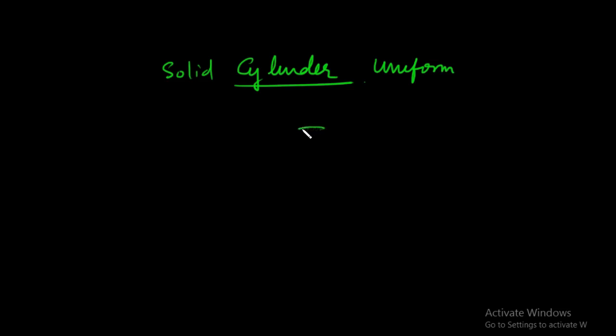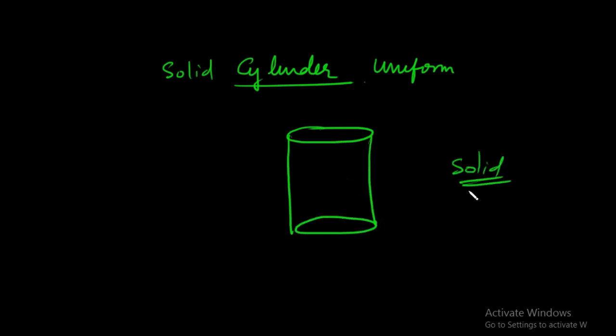Now I want to find out the moment of inertia of a cylinder. I want to find out the moment of inertia of a solid cylinder, which is uniform. So let us consider a cylinder, and this is a solid cylinder. Solid means the inside space is not hollow, inside is filled, and mass will be expressed now in terms of volume, because volume is a constant quantity and mass is distributed along the volume in this cylinder.